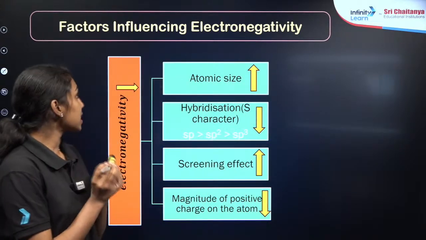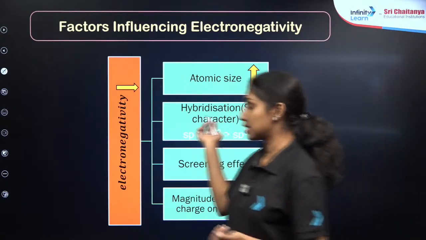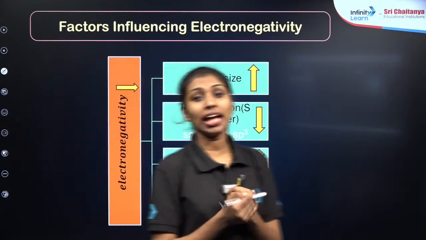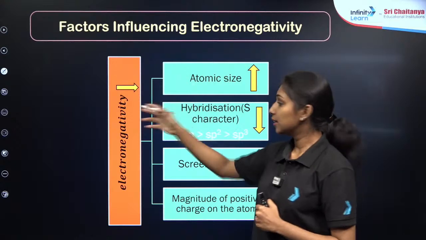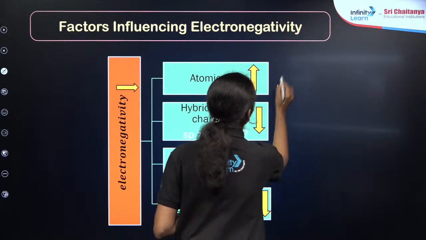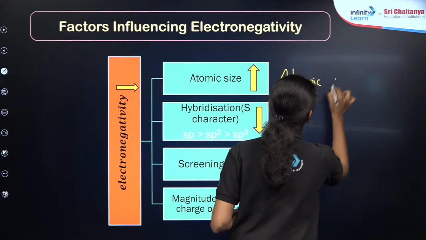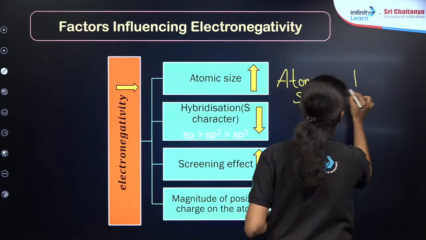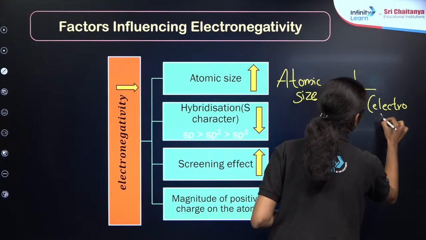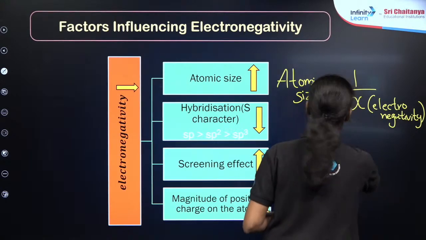Now we will move to the factors that affect electronegativity. As we already mentioned for every property, these are the main factors that affect electronegativity. As you can see here, as the atomic size increases, there is no need for explanation, right? We have already discussed atomic size. As the atomic size increases, there should be a decrease in electronegativity, which means the atomic size is inversely proportional to the electronegativity. Clear?